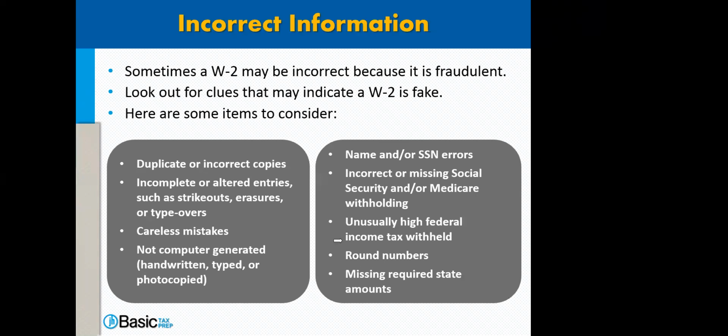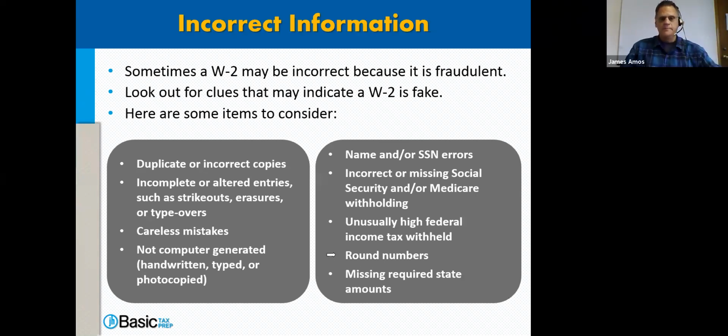So, rounded numbers. You round the numbers when you're reporting them on a tax return. You do not round them on a W-2. Those are supposed to be reported to the nearest cent. Okay, so rounded numbers can be a sign. Or missing required state amounts. Look, these are all just things to look for as you do a tax return and look at a W-2. Okay.